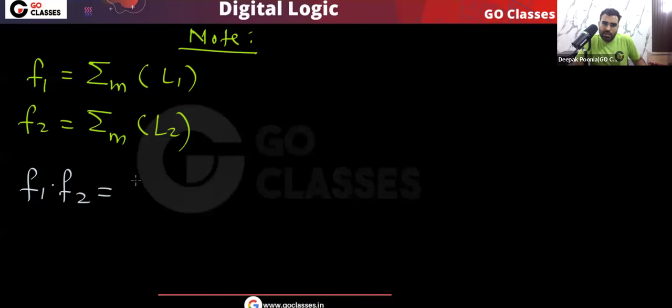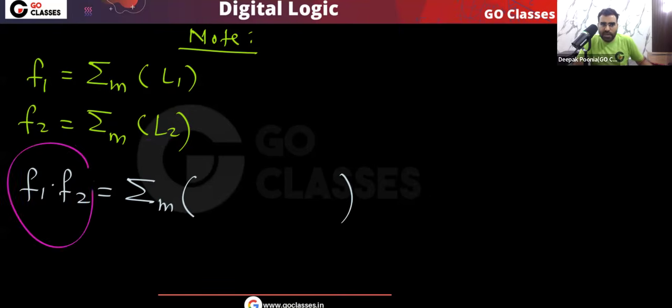Tell me, what will be the minterm list for F1 and F2? What do you think? You don't have to remember anything, you don't have to learn by heart, just use the logic. You can see this L1 and L2, these are the minterm lists of F1 and F2 respectively. So I can say that for these input combinations F1 is 1, and for these input combinations F2 is 1.